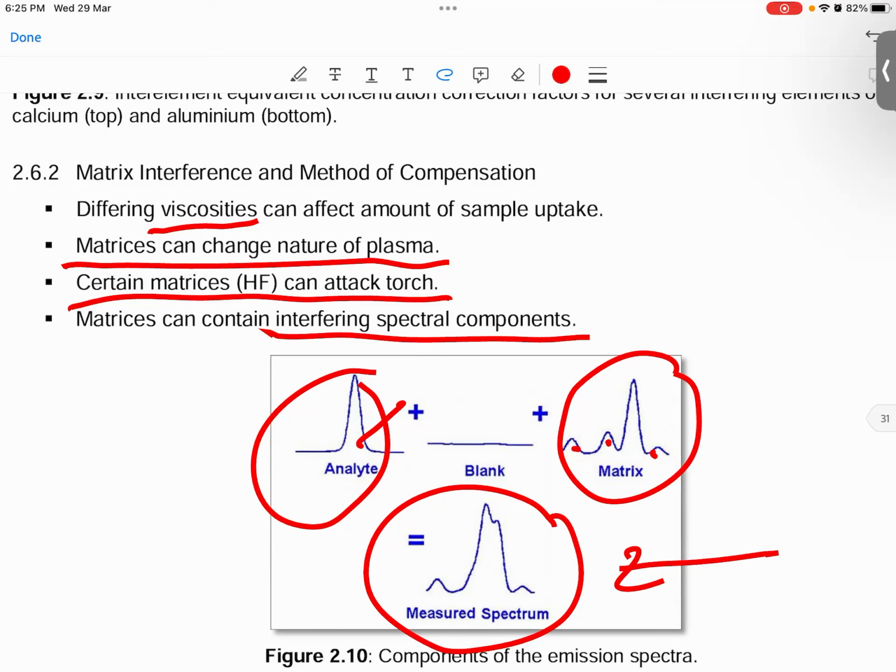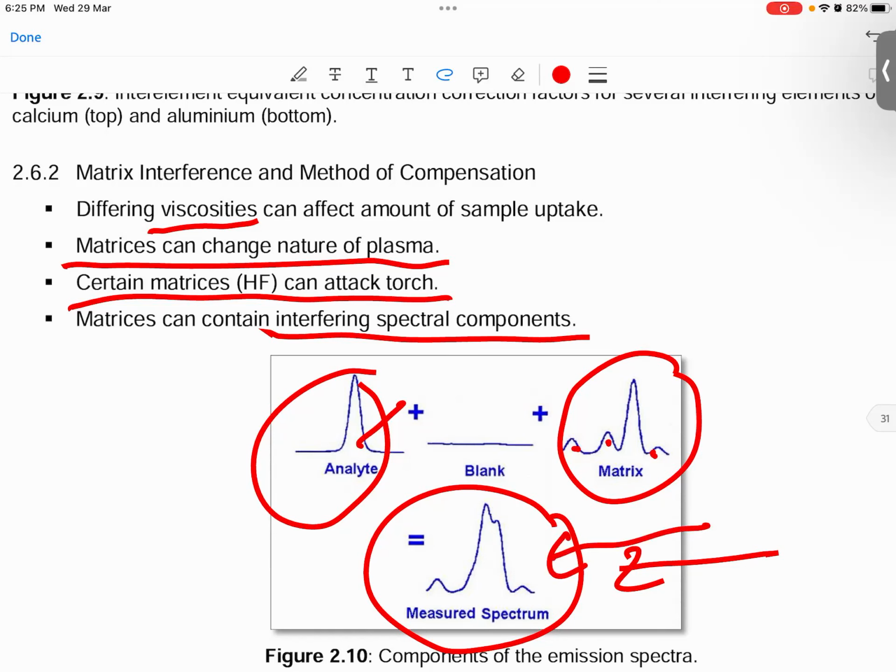If you want a clean spectrum, you have to do some pre-treatment. We remember about separations, but sometimes we don't really want the extra work. We just want to introduce the sample straight away from whichever resources that you have. So you might end up with this kind of spectrum.